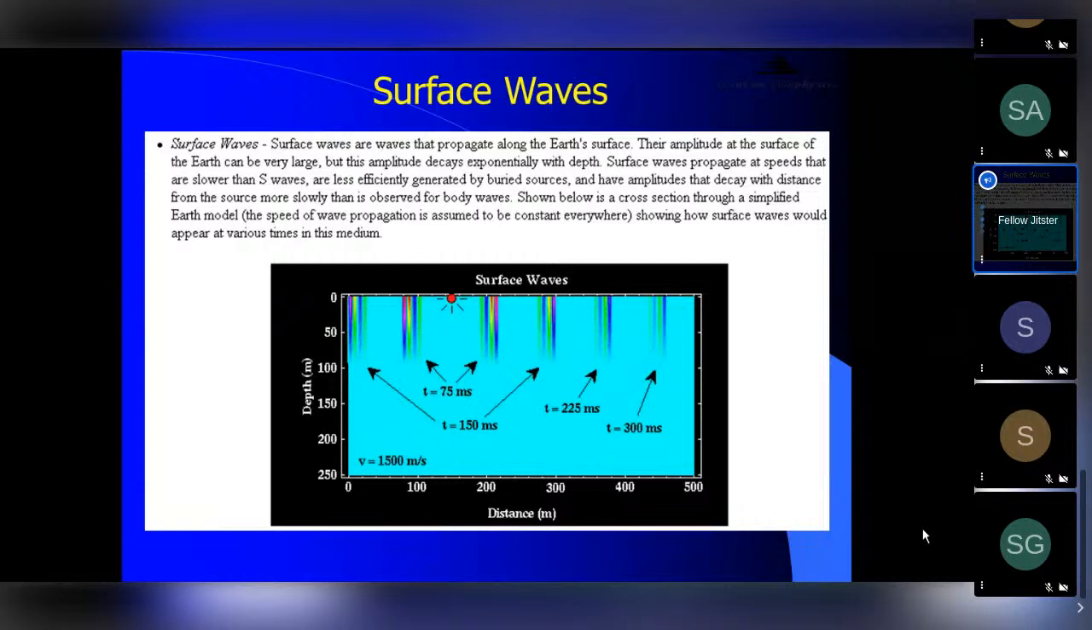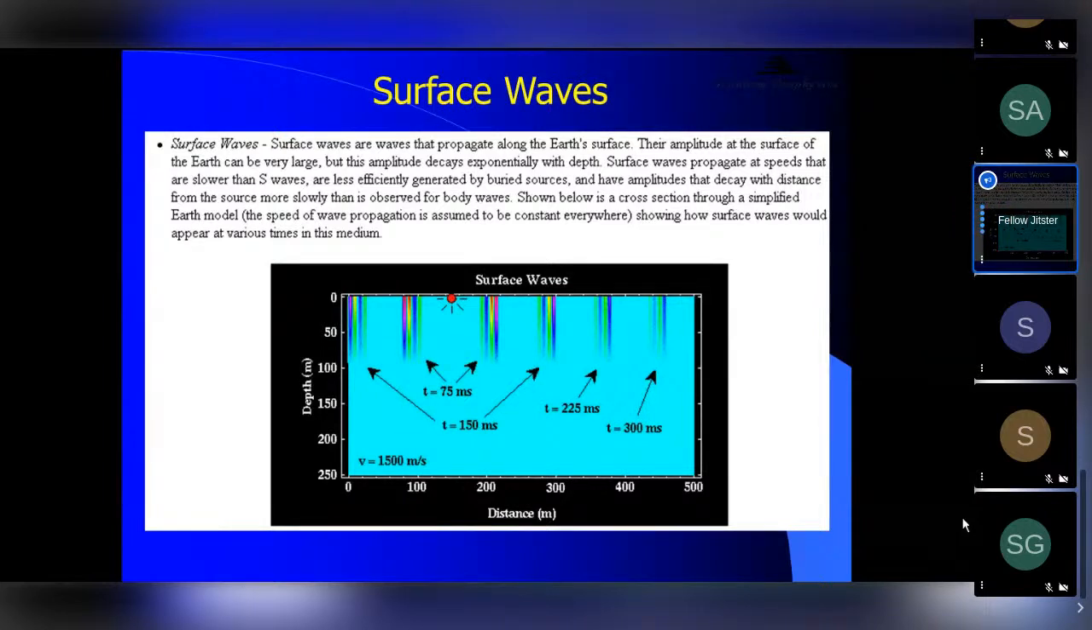And as you go down the surface of the Earth, the amplitude decreases. So obviously, the destruction of the wave decreases. Their amplitude at the surface can be very large, but the amplitude decays exponentially with depth. So these are the surface waves, and we are not going to talk much about them.